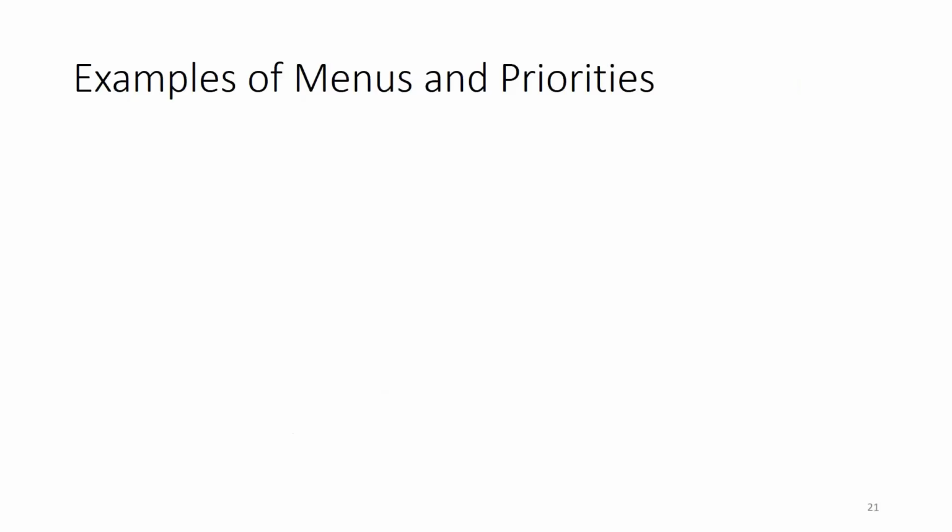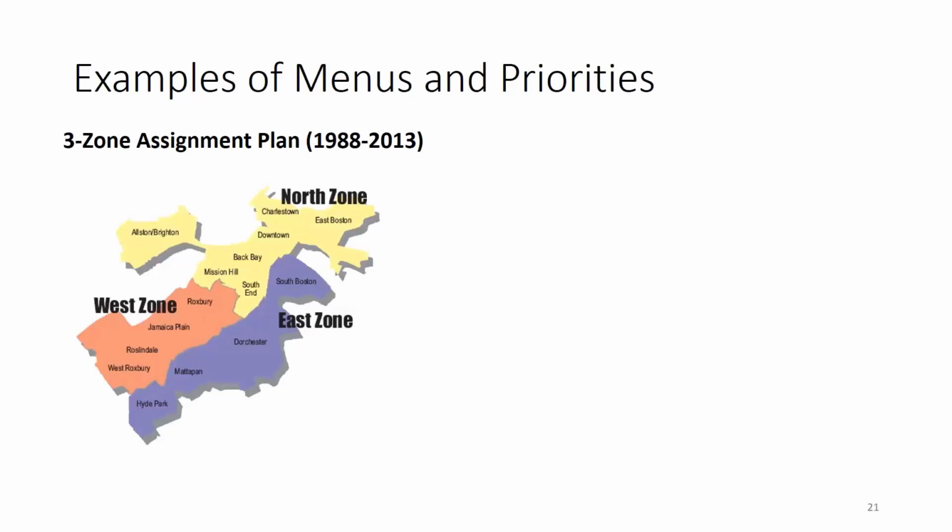Let me give some examples of menus and priorities. Before the 2013 reform, Boston used the 3-zone assignment plan, which partitioned the city into 3 geographic zones. So here, the menu of a student, the set of eligible schools, are any school within their zone of residence, as well as a 1-mile radius around their home. There are also additional priorities for those living within the 1 mile, which apply only to half of the seats in order to allow people outside the 1 mile to have a chance.